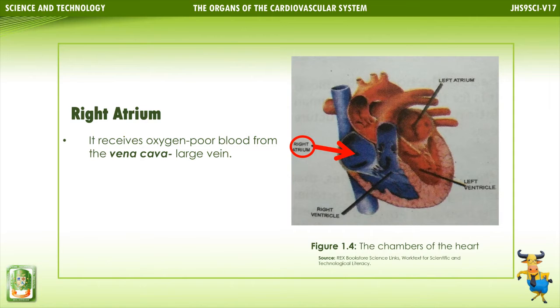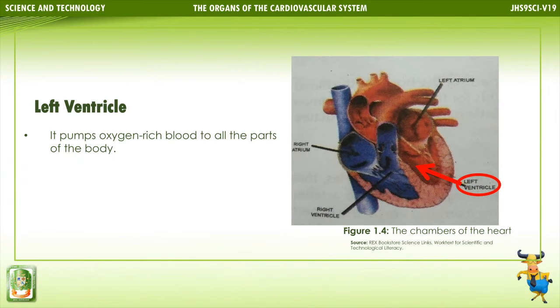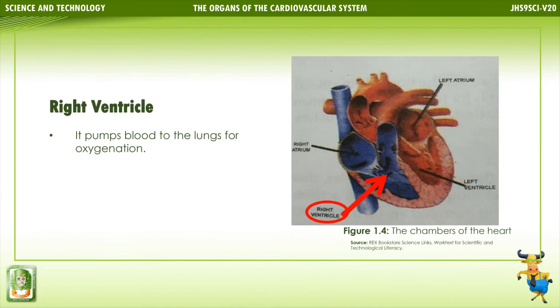Right atrium. The function of the right atrium is to receive oxygen-poor blood from the vena cava, which is the large vein. Left atrium. The function of the left atrium is to receive blood from the pulmonary veins. Left ventricle. The function of the left ventricle is to pump oxygen-rich blood to all parts of the body. Right ventricle. The function of the right ventricle is to pump blood to the lungs for oxygenation.